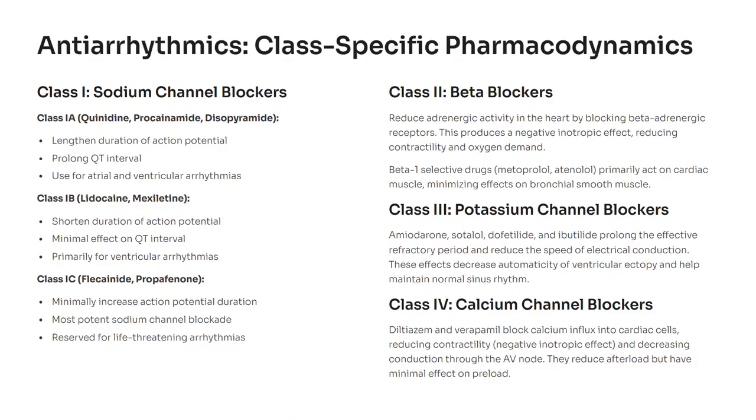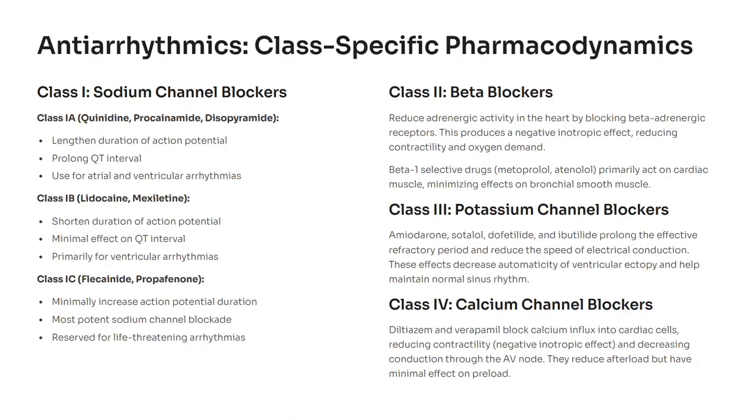Class 2, beta blockers. That reduces adrenergic activity in the heart by blocking beta adrenergic receptors. Some beta 1 selective drugs, metoprolol, atenolol. Class 3, potassium channel blockers, amiodarone. You see that one, right? You guys should know that one. These effects decrease automaticity of ventricular ectopy and help maintain normal sinus rhythm.